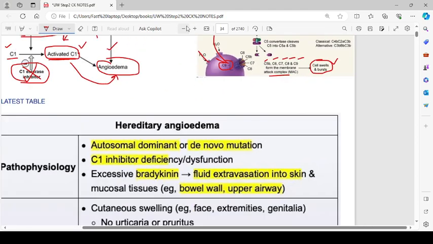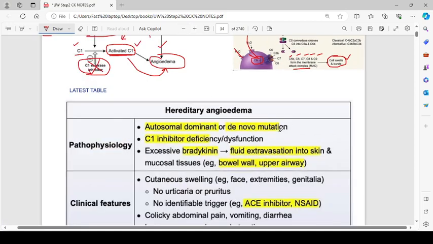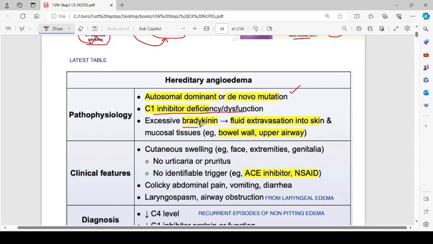So what is hereditary angioedema? As per pathophysiology, it is an autosomal dominant or de novo mutation, with C1 inhibitor deficiency or dysfunction. There will be excessive bradykinin that will lead to fluid extravasation into the skin and mucosal tissue, for example, the bowel wall and upper airway. The clinical features are cutaneous swelling, for example, of the face, extremities, and genitalia. No urticaria or pruritus is present, and no identifiable trigger like ACE inhibitors or NSAIDs is present. Colicky abdominal pain, vomiting, and diarrhea. Laryngospasm and airway obstruction from laryngeal edema can also occur.